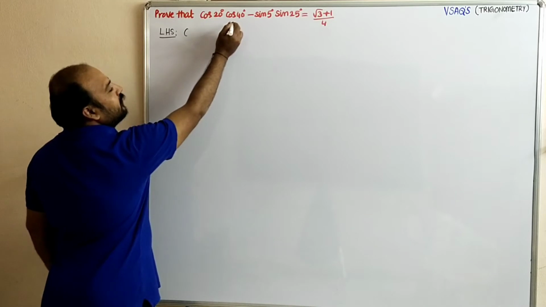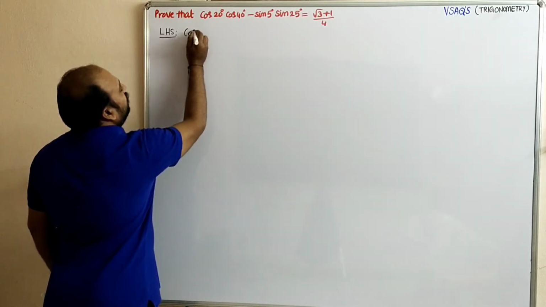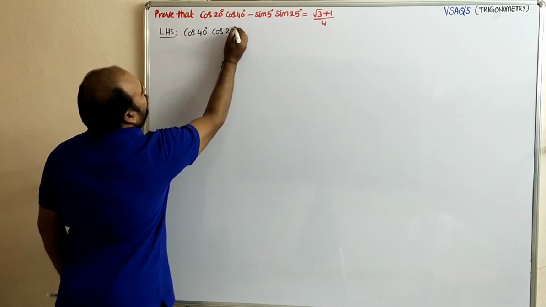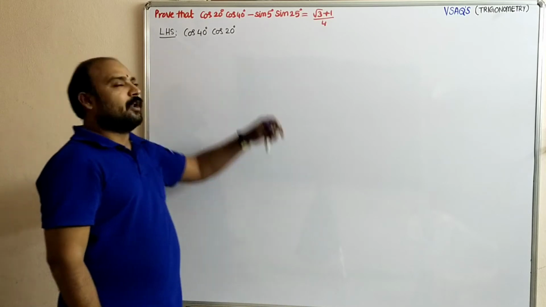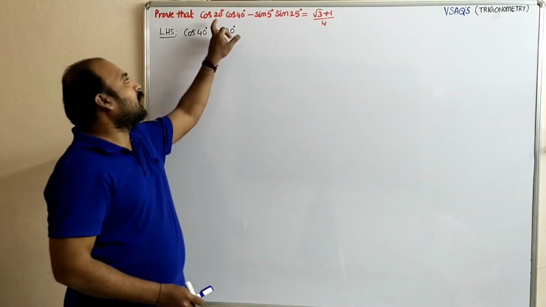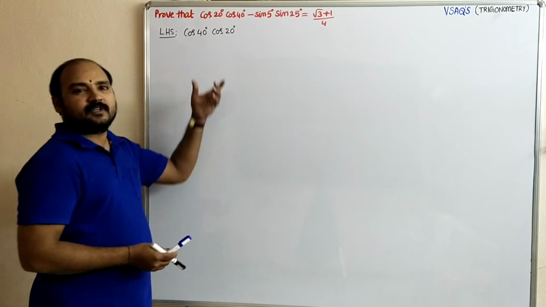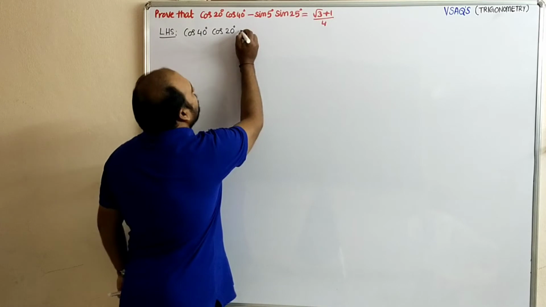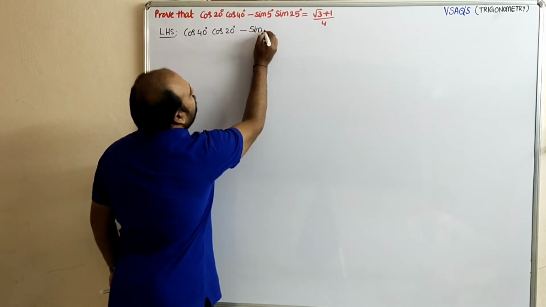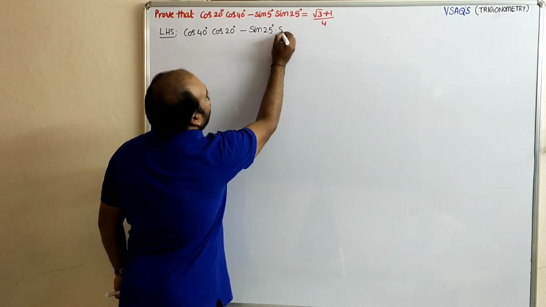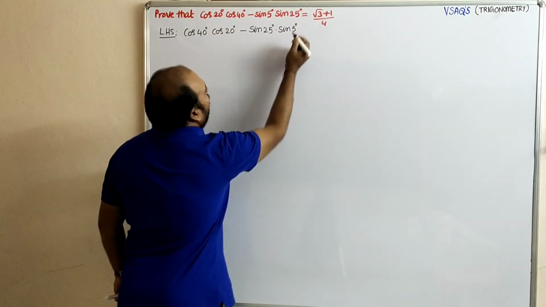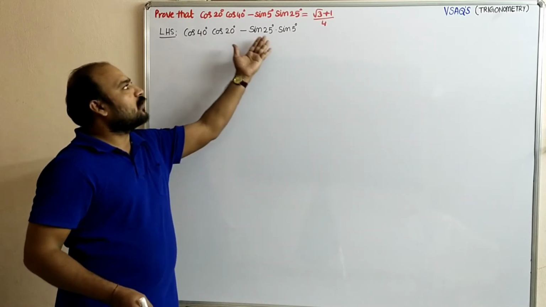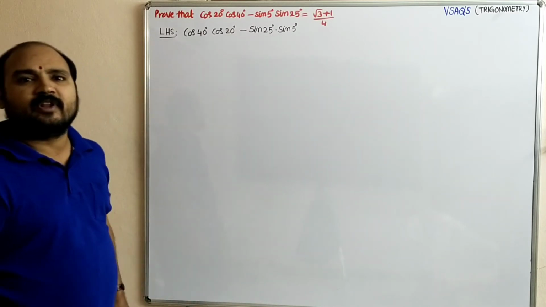Cos, first you have to write the positive big value, big angle: cos 40 degrees into cos 20 degrees. Whenever you are writing the product of two trigonometric functions, better to write the big angle first. Product means A into B or B into A, both are the same. So that is the reason you should write it. Minus sin 25 degrees into sin 5 degrees. But we don't have any formula here, that too 40 degrees, 20 degrees here, 25 degrees, 5 degrees. There is no relation between these.